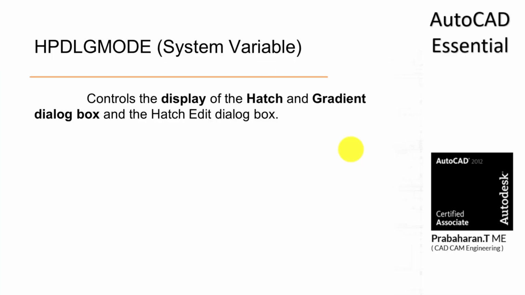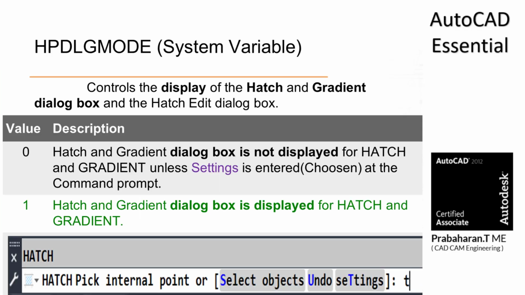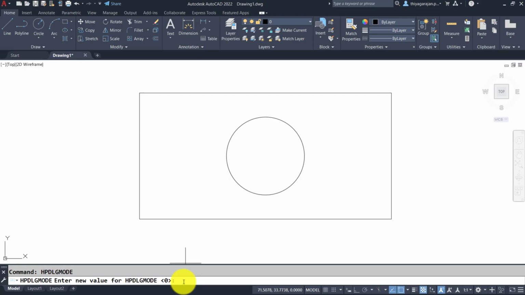To understand the hatch command completely, we need to get the hatch related dialog box. So how do we get the hatch related dialog box? There is a system variable called HPDLGMODE. Let us see this now. The system variable asks us to enter a value, 0 to some number. To get the hatch related dialog box, the system variable must be 1. By default, it is 0. You see here the system variable is 0 now.